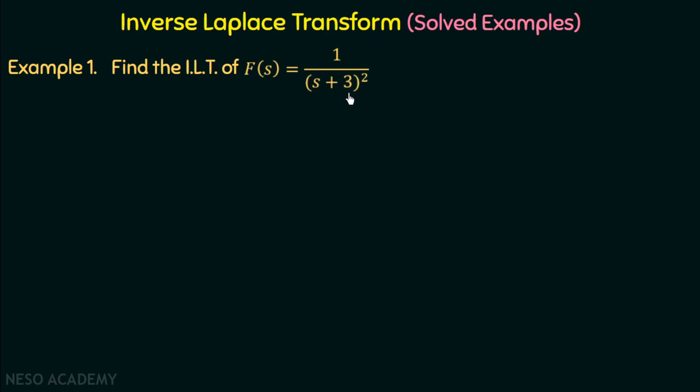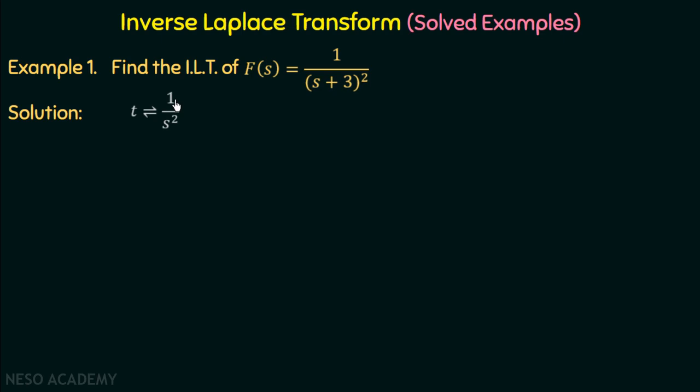And if there is a shifting in the frequency domain, then there will be multiplication of an exponential function in the time domain by the frequency shifting property. So we can find the time domain function of F(s) by using the frequency shifting property. Moving on to the solution, if we know the inverse Laplace transform of 1/s², then we can easily calculate the inverse Laplace transform of 1/(s+3)² by using the frequency shifting property.